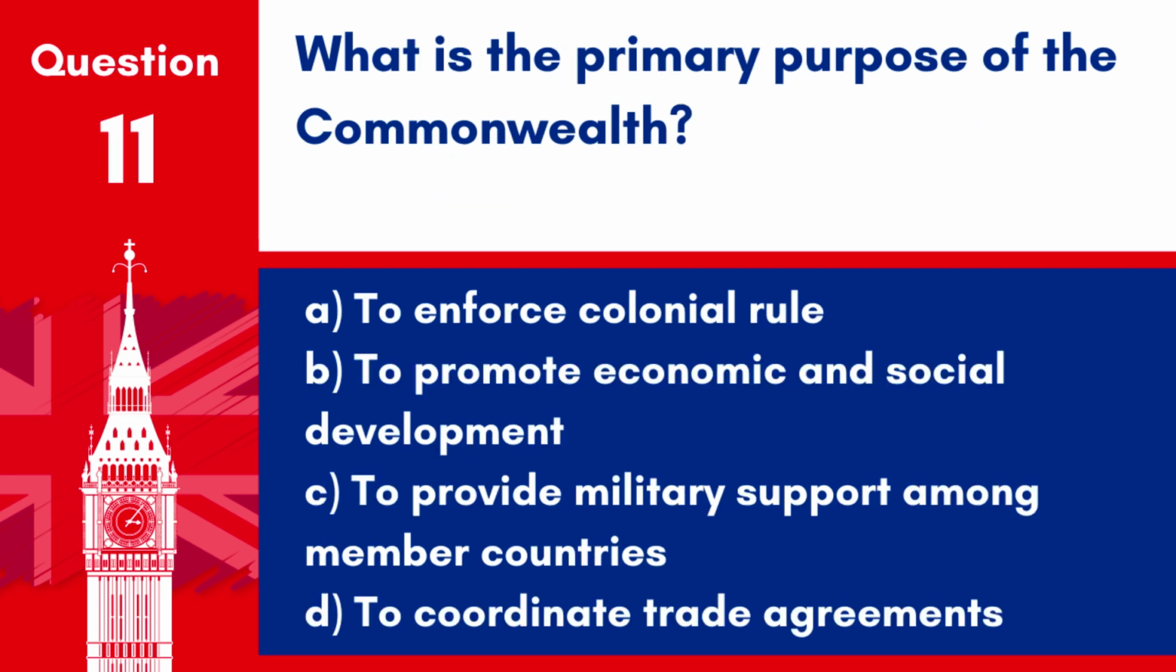Question 11. What is the primary purpose of the Commonwealth? A. To enforce colonial rule. B. To promote economic and social development. C. To provide military support among member countries. D. To coordinate trade agreements. Answer: B. To promote economic and social development. The primary purpose of the Commonwealth is to promote economic and social development among its member countries.